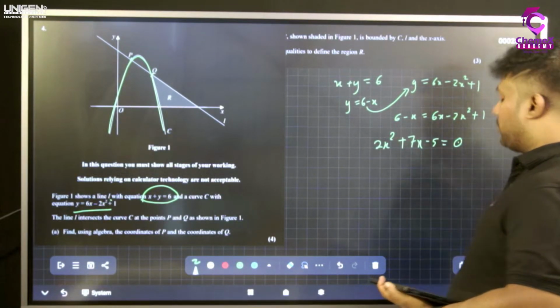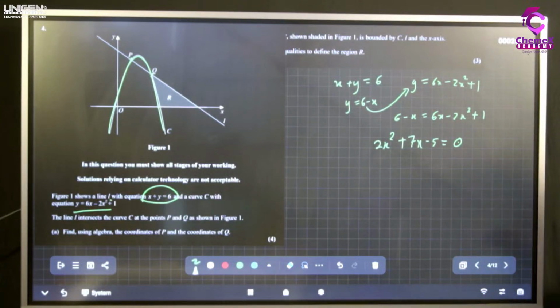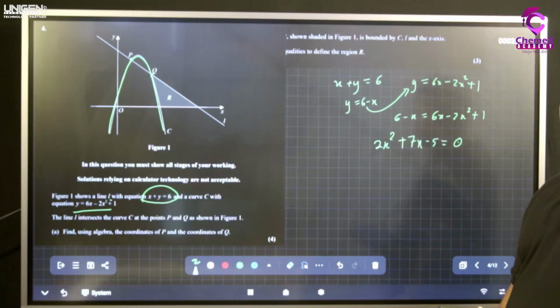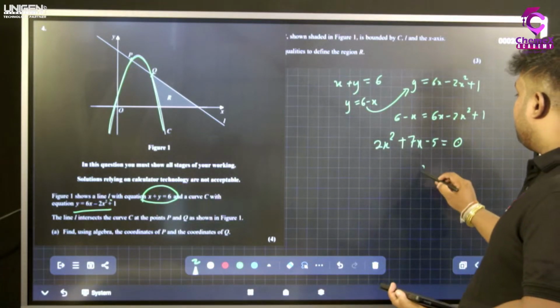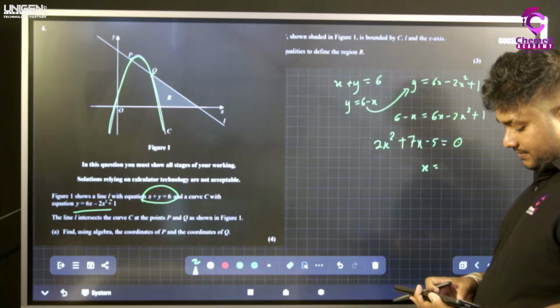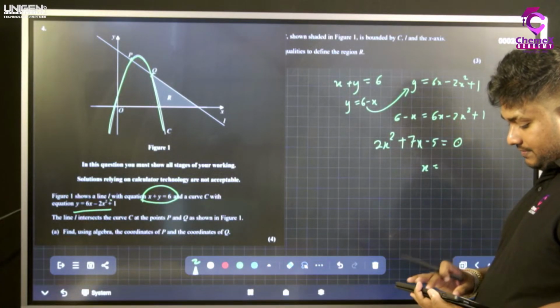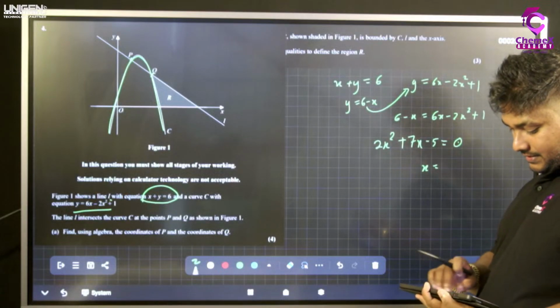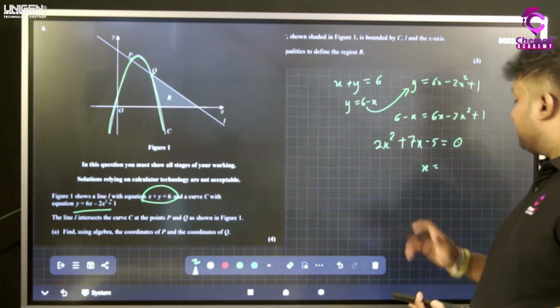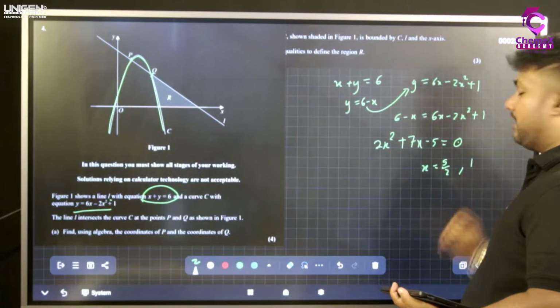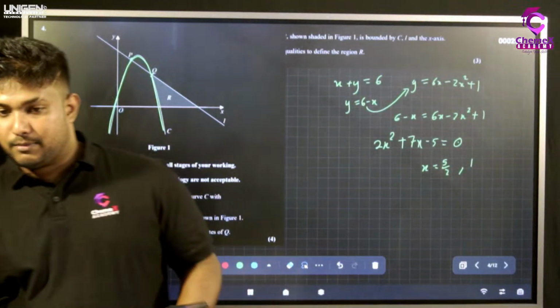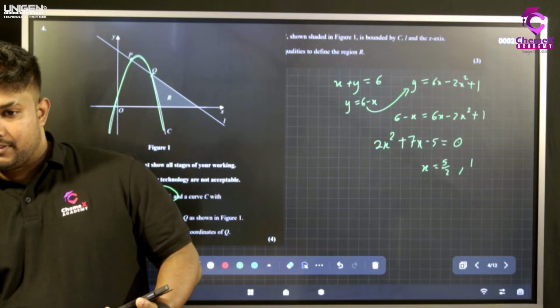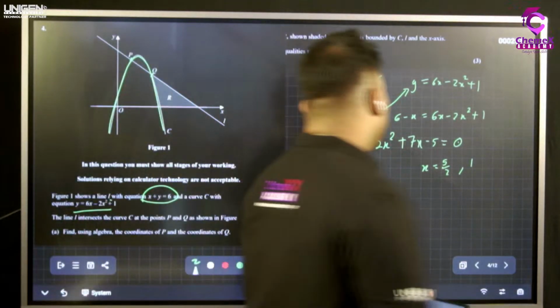So can someone solve this quadratic and give me the two answers? What are the two answers? X equals 5 over 2 and 1. Yes, good. X equals 5 over 2 and 1.